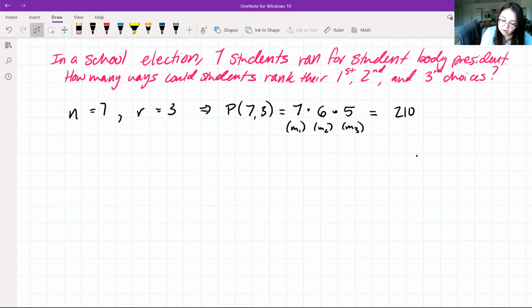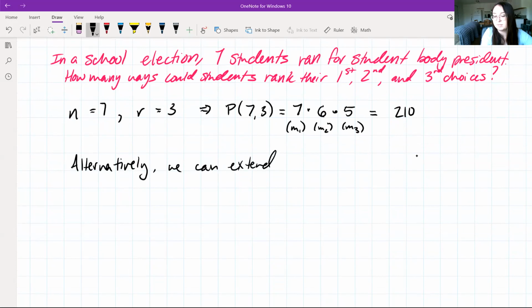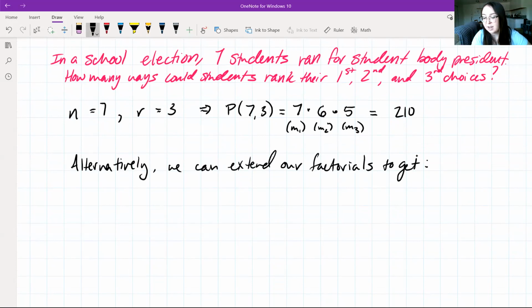So we want to know our formula. But we know that alternatively, we can extend our factorials. Also going back to the one that we just had, we see that our options were 7 times 6 times 5. That was also equal to 7 factorial divided by 7 minus 3 factorial, or 7 factorial divided by 4 factorial. That's another way to write it.